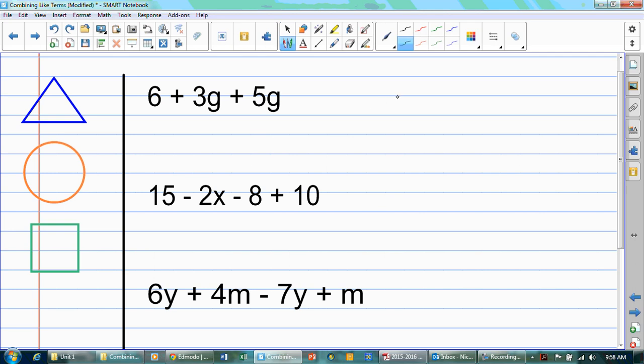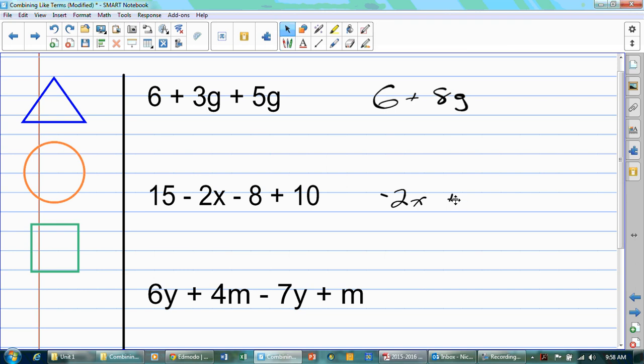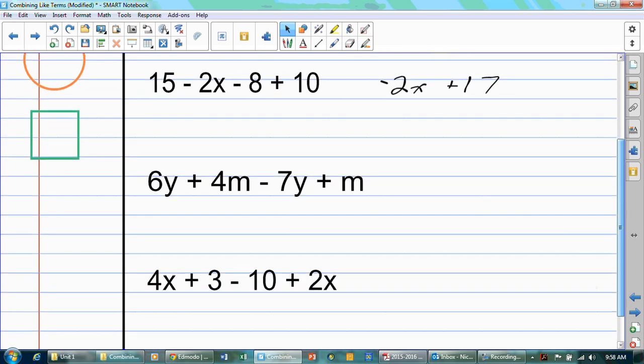Okay, what you should have ended up with was 6 plus 8g. If you have 8g plus 6, it's the same thing. Okay, this one you should have ended up with negative 2x plus 17. If you've got 17 minus 2x, you're okay. It's the same thing. Now this one, I wanted to talk about it because everything's not in order.